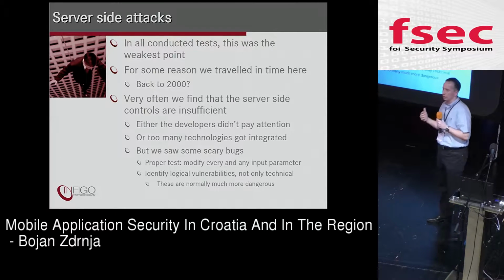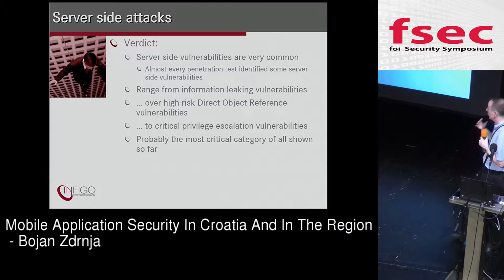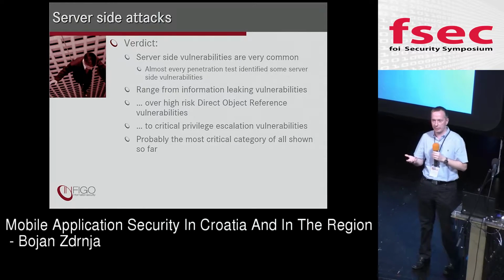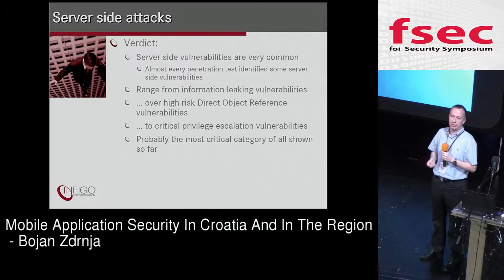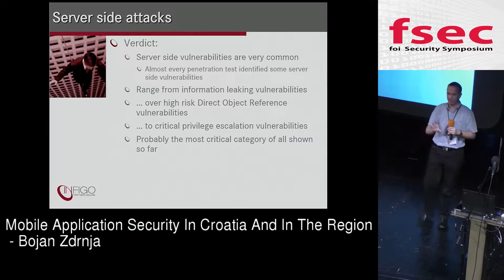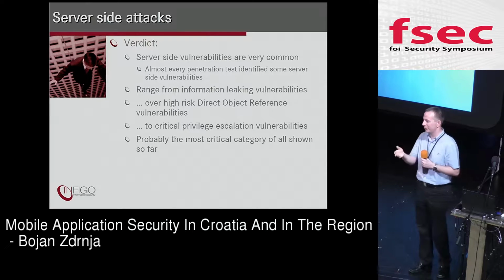We saw all sorts of scary bugs here. And I mean really, really scary. They range from silly information leaking vulnerabilities, nothing very bad, to high-risk direct object reference vulnerabilities. Sure, I have a window where I can download my statements list from my bank. I change the number, I get someone else's statement list from the bank. That's pretty bad. But the developer doesn't know how you can change it. It's not that straightforward to intercept the traffic from the mobile device, but it's not too complex either. We can do it relatively easily. And this is the best or the worst, depending on which point of view. For us doing the test, it's always the best. For the developers, not so much.